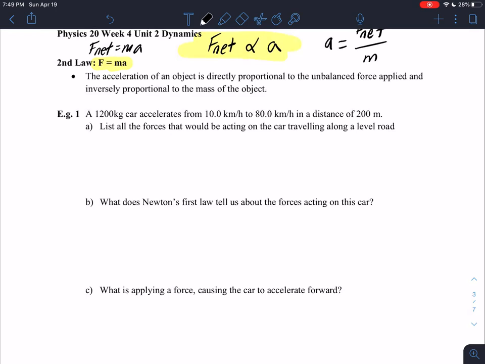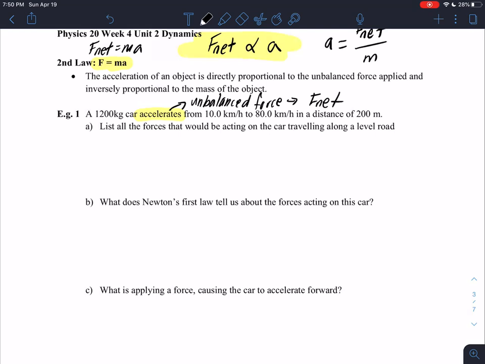So example number one says we have a 1,200 kilogram car that accelerates from 10 kilometers per hour to 80 kilometers per hour in a distance of 200 meters. The question asks us to list the forces that are acting against the car, and then we'll go from there. The key word here is that we are dealing with an acceleration. So according to Newton's second law, it means that we have some kind of unbalanced force, which essentially is code for telling us that we're dealing with some kind of net force.